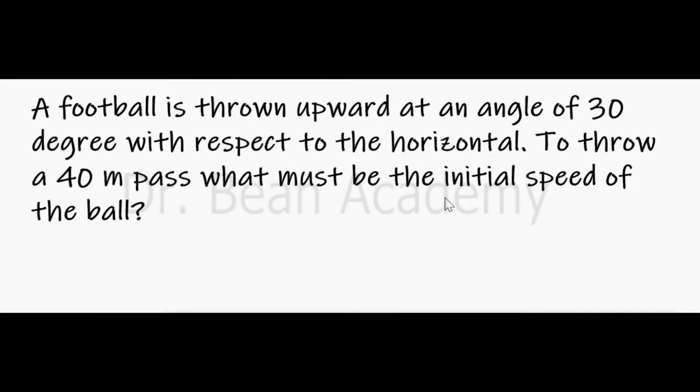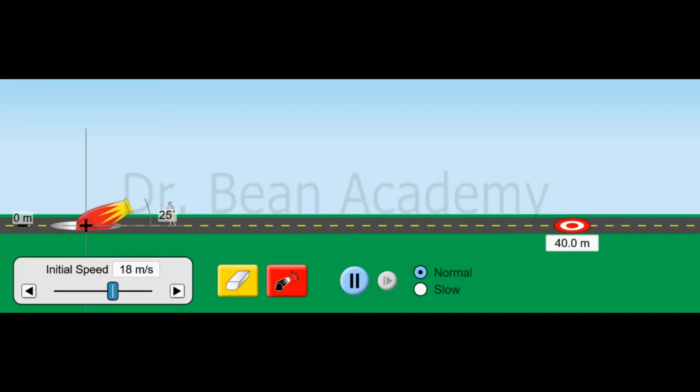A football is thrown upward at an angle of 30 degrees with respect to the horizontal. To throw a 40-meter pass, what must be the initial speed of the ball? I will not solve this question for you. You have to solve it yourself, but let me explain it to you with the help of this animation.